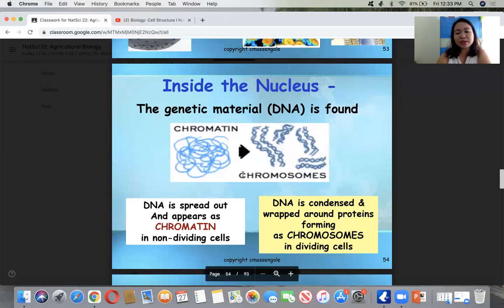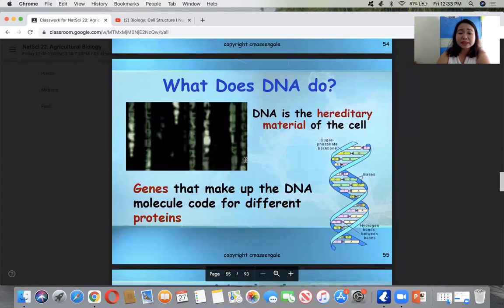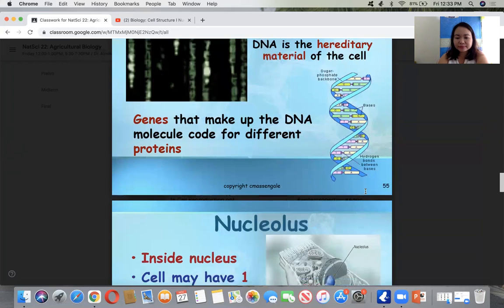So inside the nucleus is the genetic material, deoxyribonucleic acid. Of course, we have chromatin and chromosomes, which spread out and appear as chromatin in non-dividing cells, while DNA is condensed and wrapped around proteins, forming chromosomes in dividing cells. So we all know that DNA is the hereditary material of the cell. As shown, the genes that make up the DNA molecule code for different proteins.